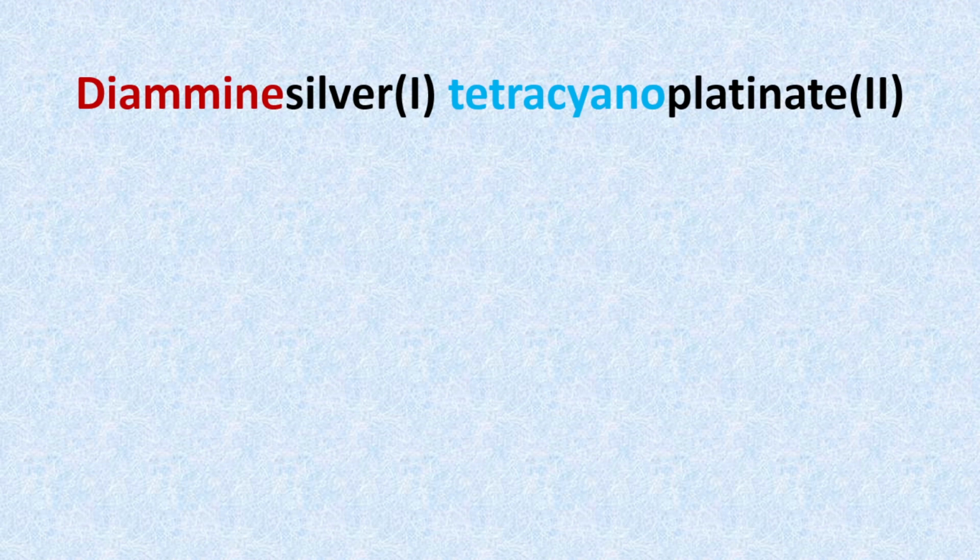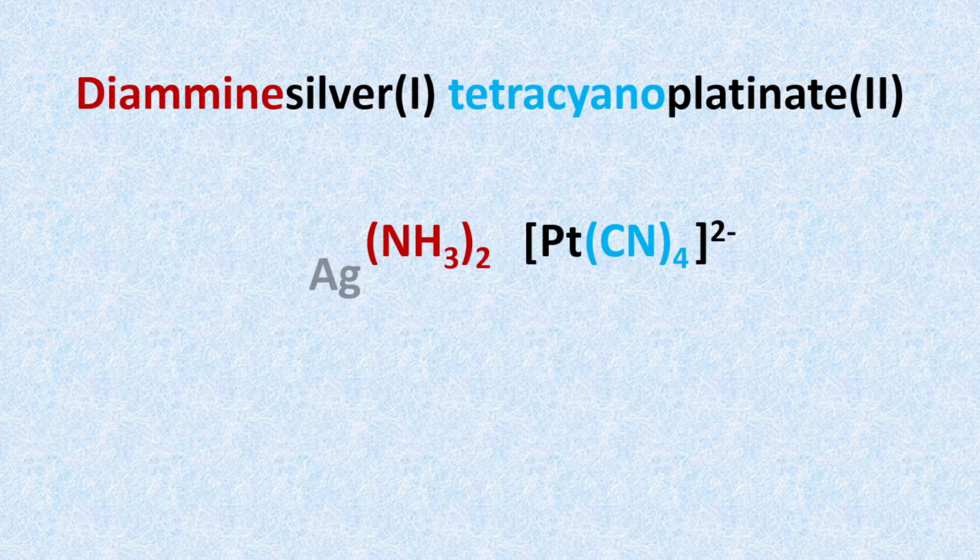As the name implies, there are 2 coordination spheres. First we will write the cationic coordination sphere. Diamine silver. Since amine is a neutral ligand and there is a silver metal which carries a +1 oxidation state. So whatever the oxidation state of silver will be carried by the coordination sphere.